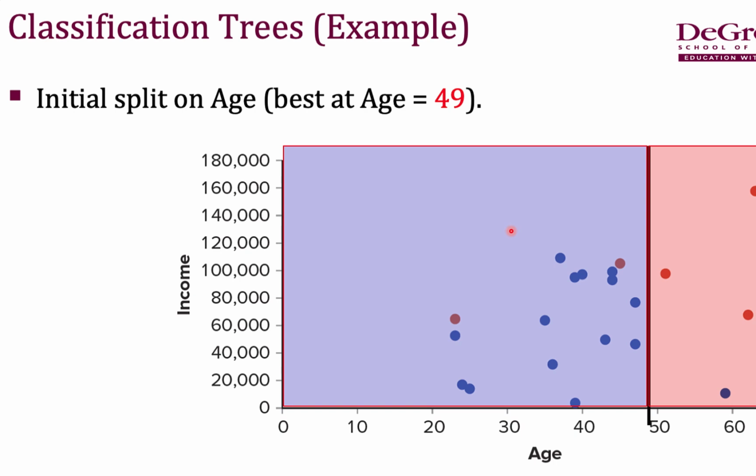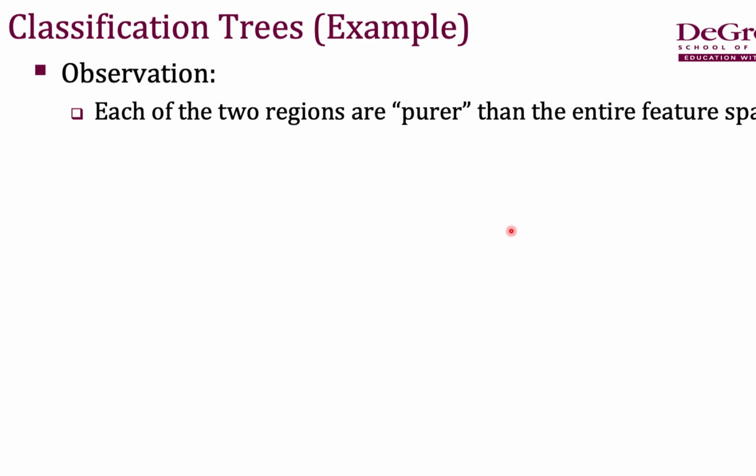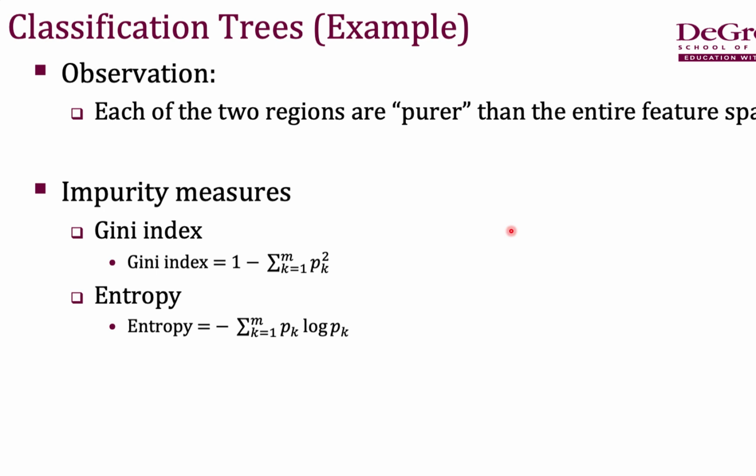In other words, what's happening here is that each of the resulting two regions is somehow more pure than the original entire feature space. More pure means that there seems to be a more dominant class if you look at the data points here. So that's something we call purity or impurity, some measure we're going to make use of. So basically, we're going to need to use some concept called impurity measures, and generally there are two options.